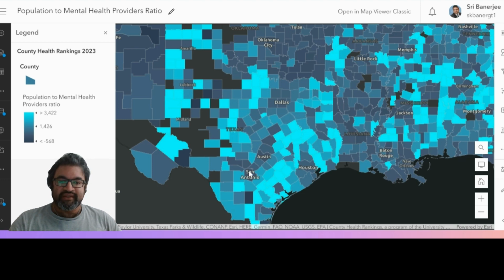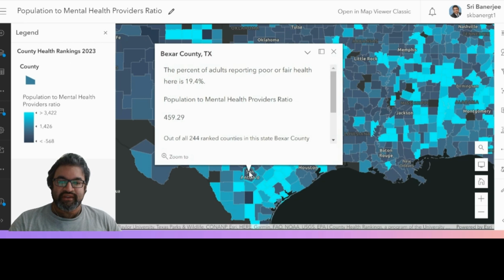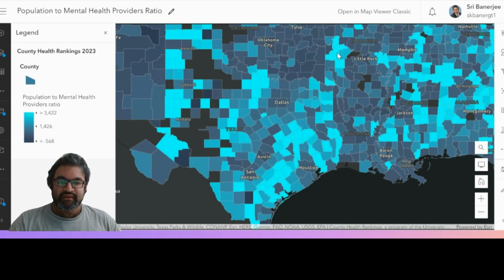So let's take a look at San Antonio here. The providers are actually more than sufficient for the population. However, as we go away from the city areas and go further into the rural areas, there is more of a paucity of mental health providers.